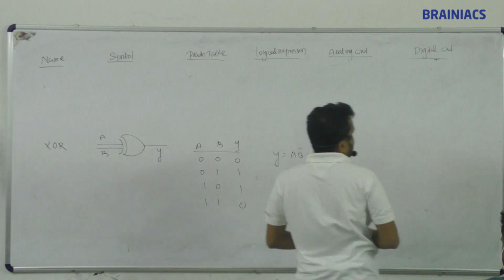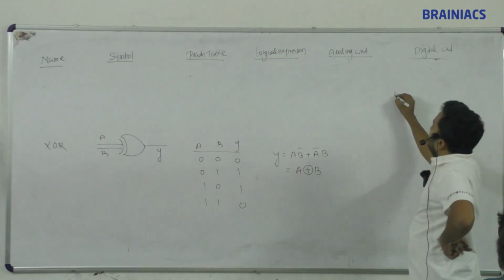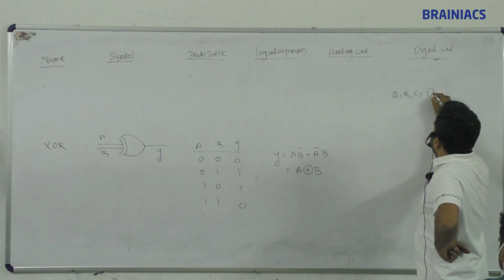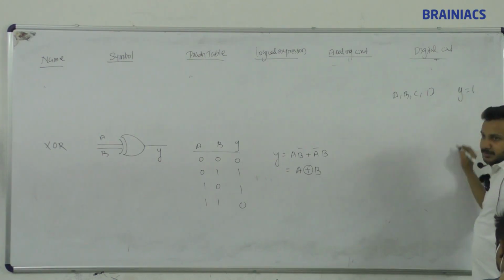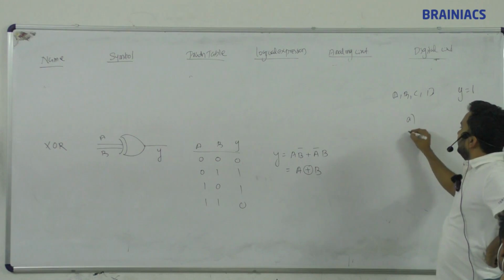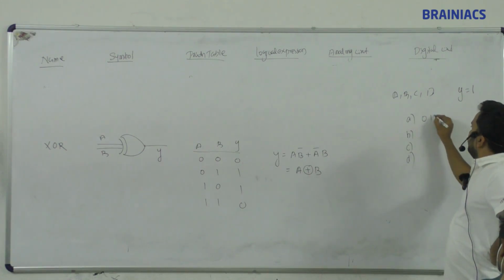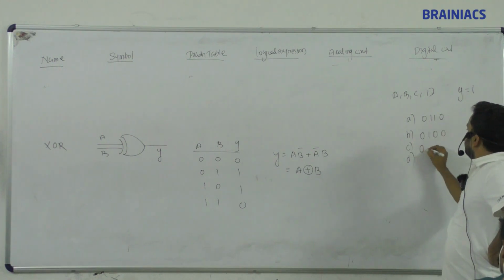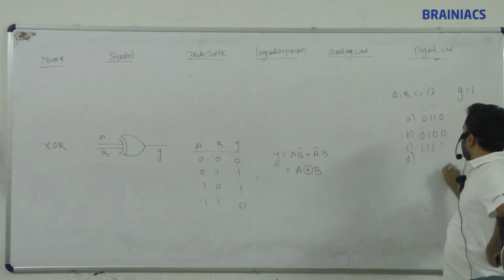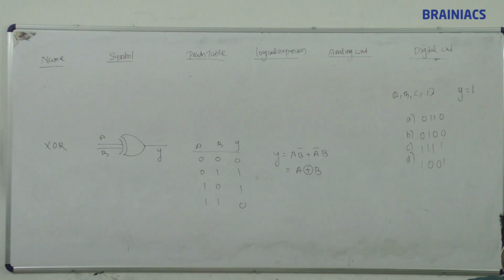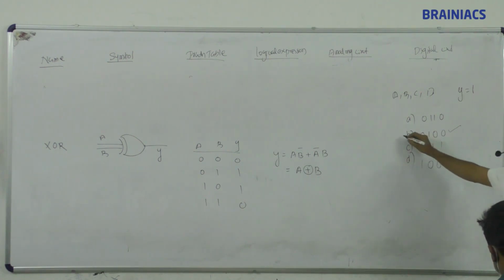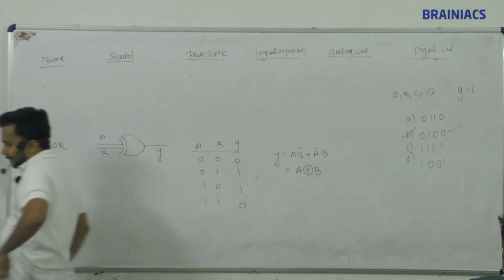Suppose there is a question in JEE Advanced: the inputs of an XOR gate are A, B, C, D. Which of the following outputs yields 1? There were 4 options, A, B, C, D: 0 1 1 0, 0 1 0 0, 1 1 1 1, 1 0 0 1. Which one will yield output equal to 1? Option B, because this row contains an odd number of ones. Here 2 ones, here 4 ones, here also 2 ones. So this is the right answer. You can answer in one shot. 4 marks in the question, but nothing there.